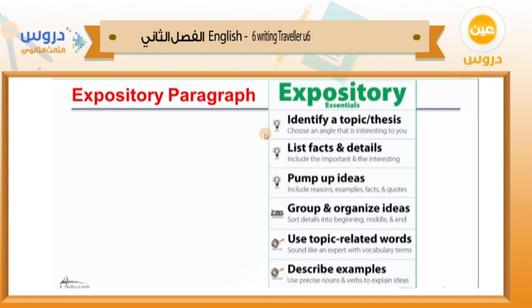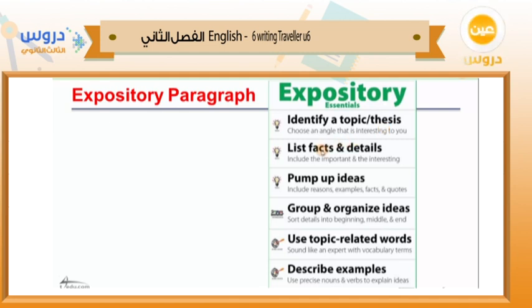The expository paragraph has essentials. You need to identify the topic or the thesis you're writing about. You say, I'm writing about the oil market, or I'm writing about the gold market. Then you choose an angle that is interesting to you. If you're writing about gold, what is interesting to you? Gold is a good way to reserve and save money. Some people use it to save money because most of the time gold goes up. You need it when you get married, and you need it to give somebody as a present, and so on.